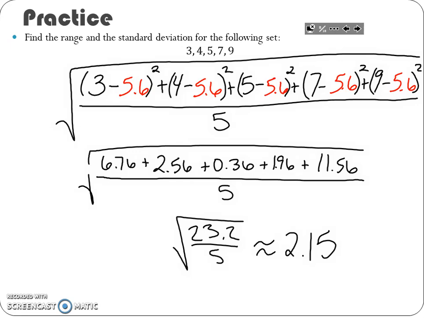Essentially what this is saying is that on average, each of these numbers are about 2.15 from the average. Okay, it's not exact. The squares and the square roots don't work out exact, but that's basically what that is saying. I'm going to finish the second part of this in another video.